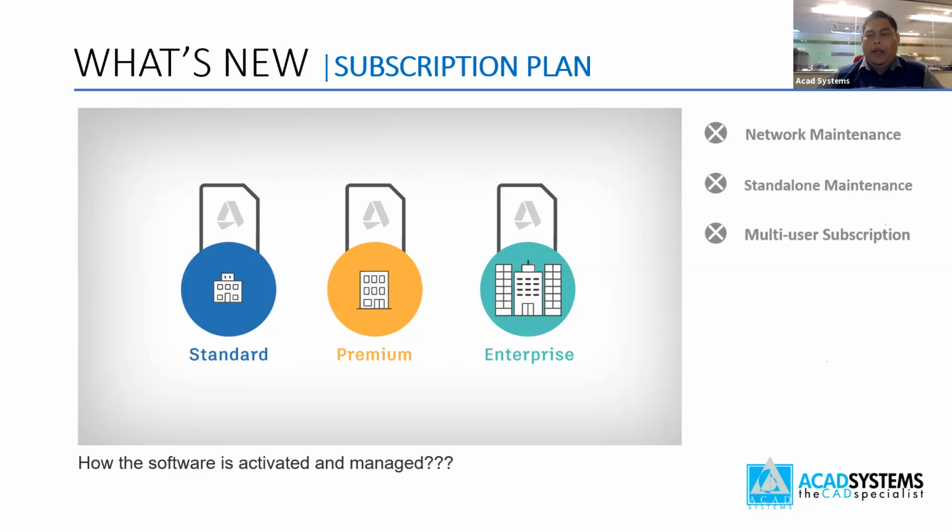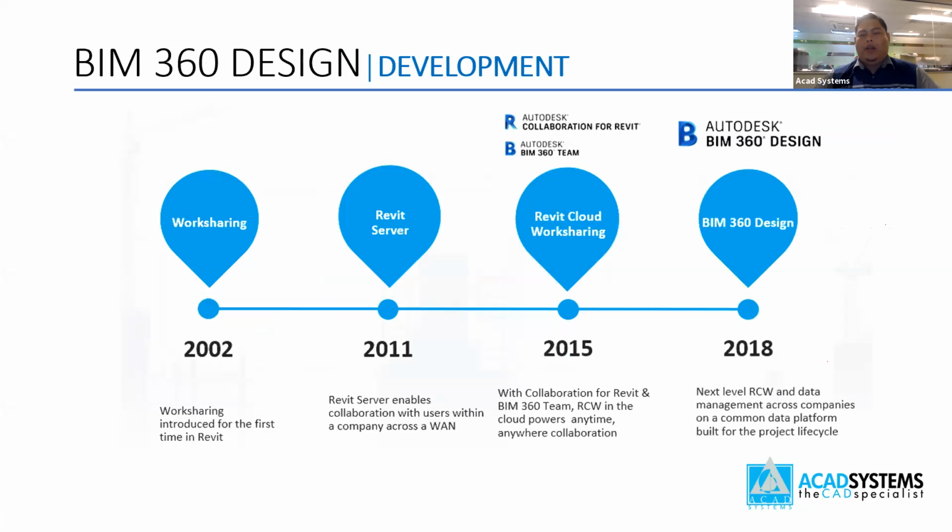Okay, so what has expired? The expired plans are network maintenance. If you have the network license, or a standalone maintenance or perpetual maintenance, and also whoever had the multi-user subscription, you can no longer renew all these packages, and the software will only be activated through the username and password. And the contract admin will be managing all the software through the Autodesk account user management. Okay, so that's a quick overview of what's new with Autodesk licensing today.